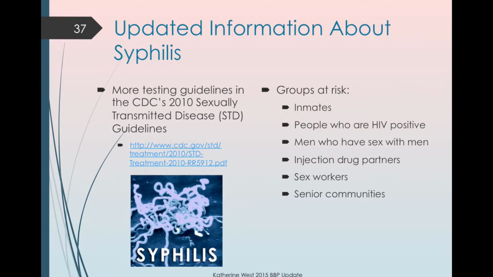Some updated information on syphilis. There's more testing guidelines in the CDC's 2010 version of the Sexually Transmitted Disease Guidelines, and I gave a link here for additional information. There are some groups at risk. They've changed some of the names, and they've also added a group as well. Groups at risk: inmates, people who are HIV positive, men who have sex with men, injection drug partners. Sex workers is a terminology change. They removed the words prostitutes and changed it with this. And the group that has been added is senior communities, because we are seeing a larger number of syphilis cases in senior communities and nursing homes.